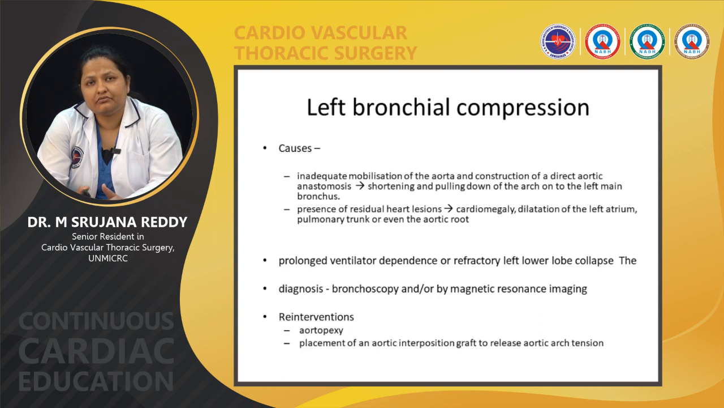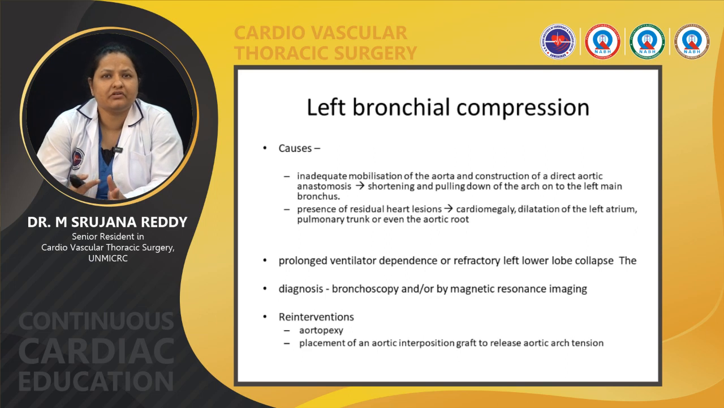Left bronchial compression, what are the causes? If there is inadequate mobilization of the aorta when constructing a direct anastomosis, it can cause shortening and pulling down of the aorta on the left main bronchus, which can be one of the reasons for left bronchial compression. Other associated anomalies with residual heart lesions can lead to cardiomegaly, LA enlargement or pulmonary artery dilatation, which can lead to left bronchial compression.